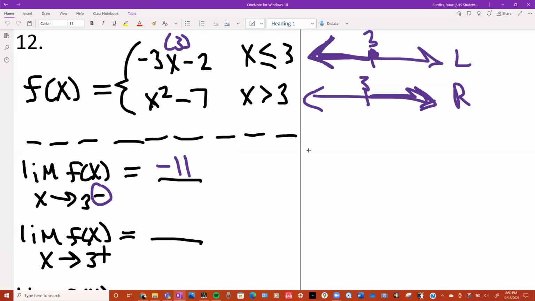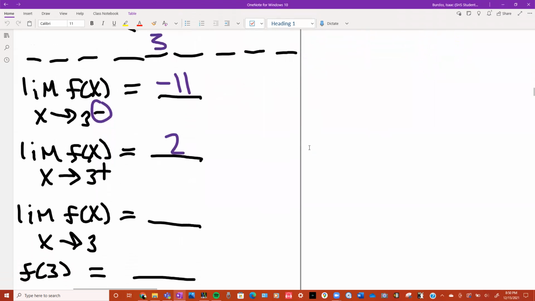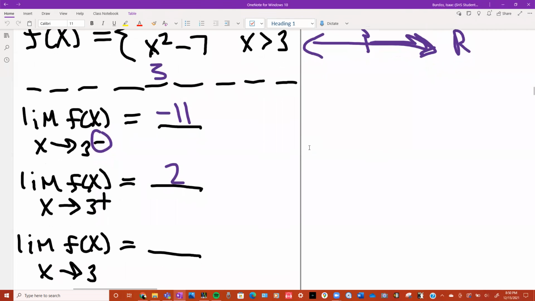What about to the right? Since this is a plus, that means to the right. So we use this equation. 3 squared minus 7 is 2. What about as x goes to 3 from both sides? Well, look at this. See that? They're different on each side.